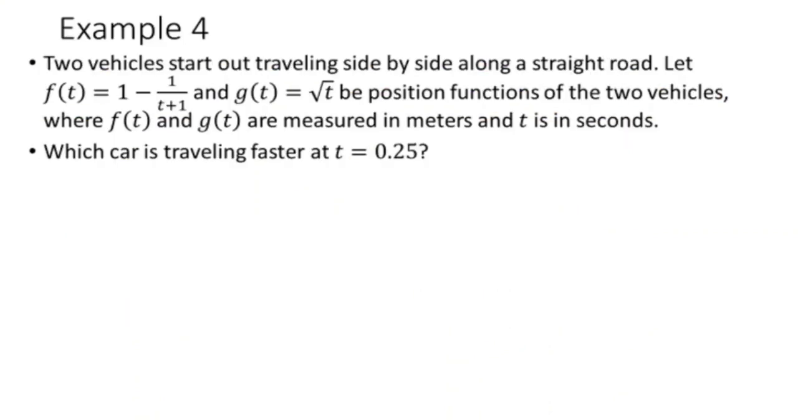In our next example, suppose two vehicles start out traveling side by side along a straight road. Let f of t equal 1 minus 1 over t plus 1 and g of t equal the square root of t be position functions of the two vehicles, where f of t and g of t are measured in meters and t is in seconds. Which car is traveling faster at t equals 0.25?